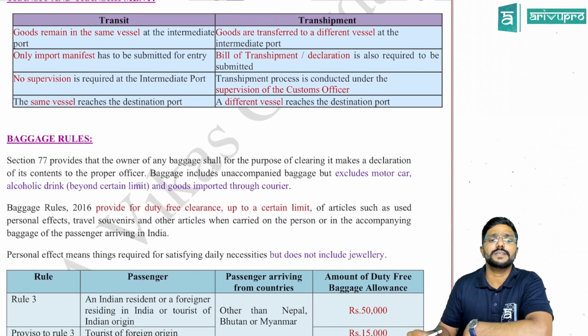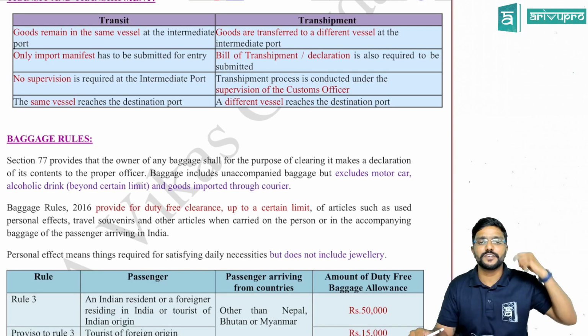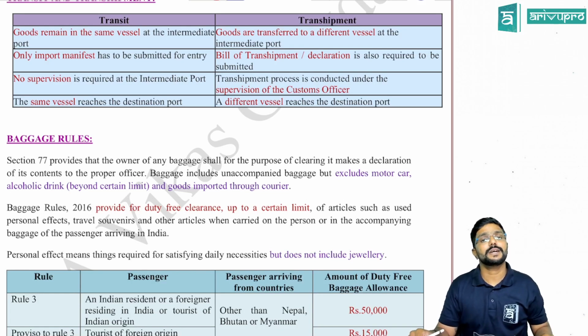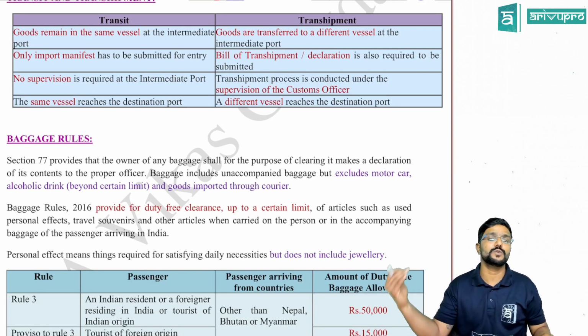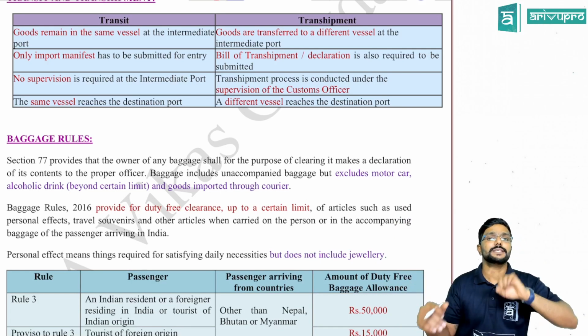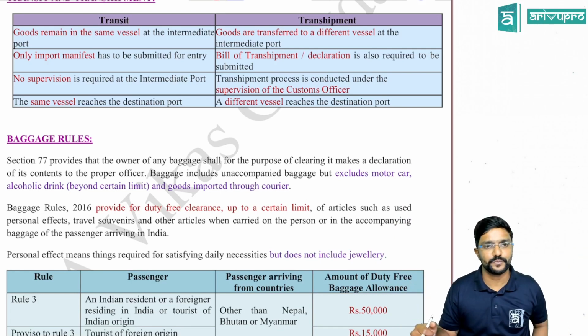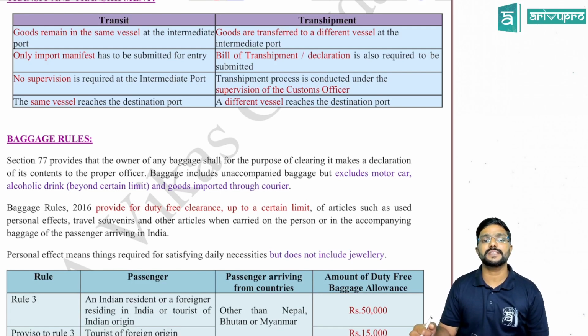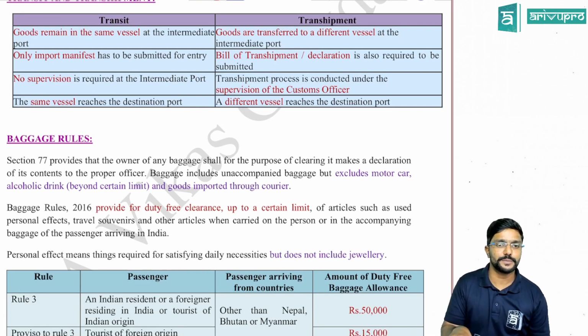Then in case of transit, no supervision is required by the customs officer, whereas in case of transshipment, the customs officer has to ensure that whatever goods are unloaded from ship 1 are actually loaded into ship 2. They have to just cross-check the quantity. Then coming to transit, the same vessel reaches the destination port. Then in case of transshipment, a different vessel reaches the destination port. That means there are two ships involved here.